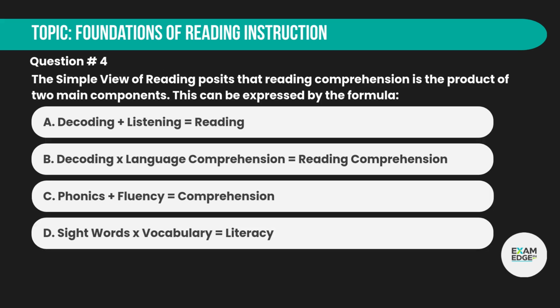Question number 4. The simple view of reading posits that reading comprehension is the product of 2 main components. This can be expressed by the formula: A. Decoding plus listening equals reading. B. Decoding times language comprehension equals reading comprehension. C. Phonics plus fluency equals comprehension. D. Sight words times vocabulary equals literacy.